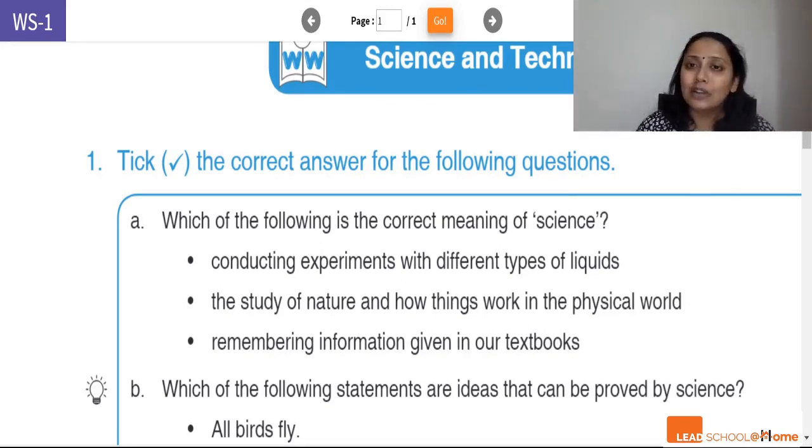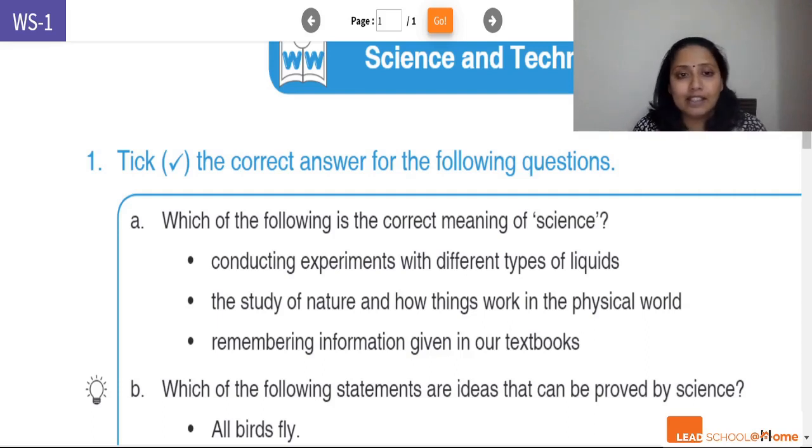Okay, so let's look at question number 1 here. Tick the correct answer for the following questions. Do you see that? All right. And which is the first one in this? Which of the following is the correct meaning of science? There are 3 meanings given. You have to find the correct one and then put a tick mark near to it. Tick mark on the answer.